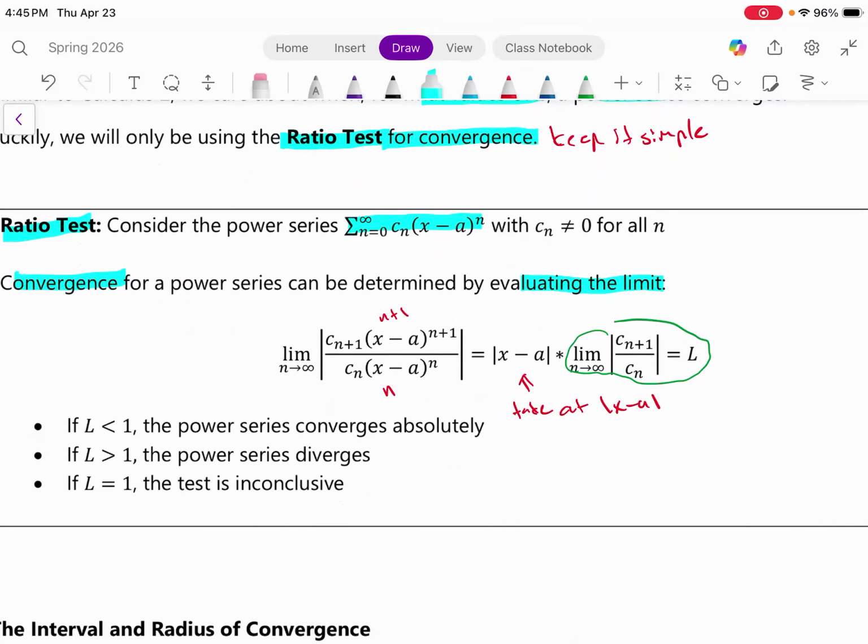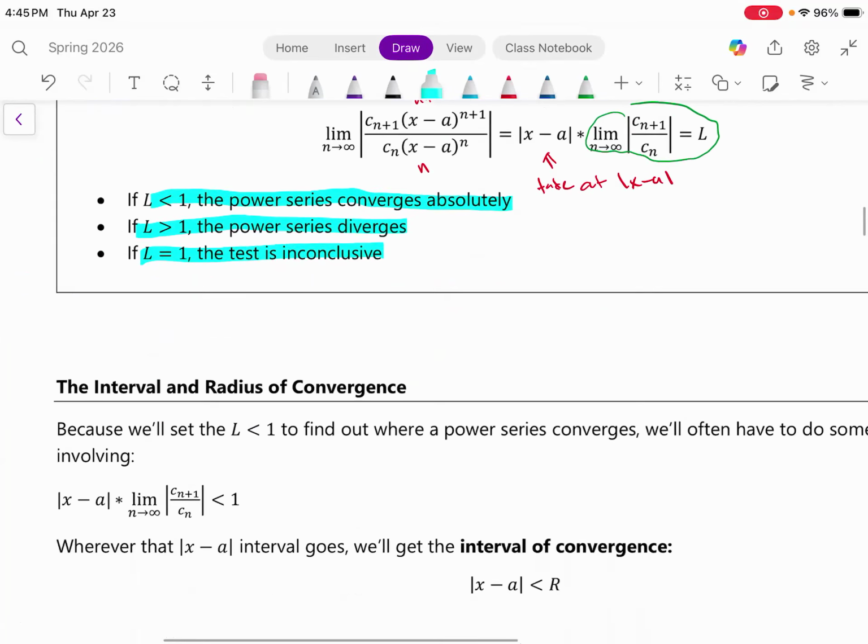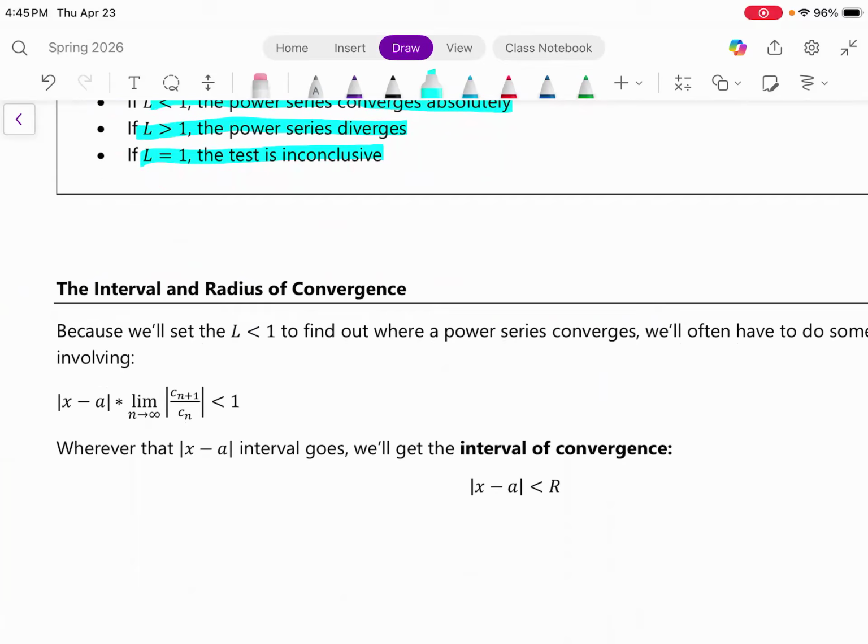If the limit is less than 1, the power series converges absolutely. If the limit is greater than 1, the power series diverges. If the limit is 1, the test is inconclusive. Okay, so that's how the ratio test works. With the ratio test comes interval and radius of convergence.